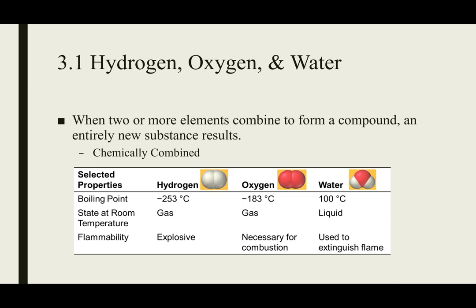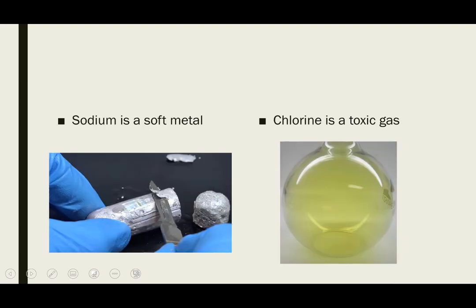Hydrogen and oxygen are both gases. They have very, very low boiling points. Hydrogen is explosive. And then we get to water, much higher boiling point. It's liquid. So compounds have very different properties than the elements that make them up. So a good example of this is sodium and chlorine.